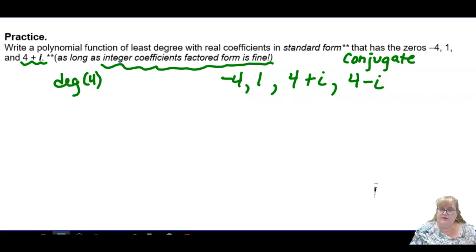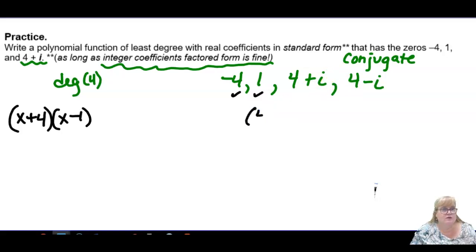All right, there's two easy factors. We can start our final answer over here. x plus 4 and x minus 1 will give you these two zeros. But to find the other one with real coefficients, no i's anymore, we're going to have to do some work. We're going to take x minus 4 plus i and x minus 4 minus i.